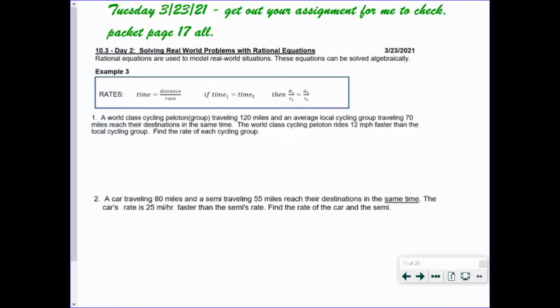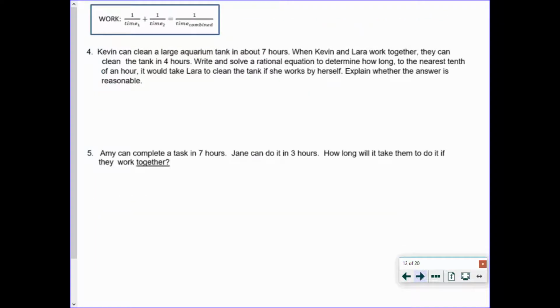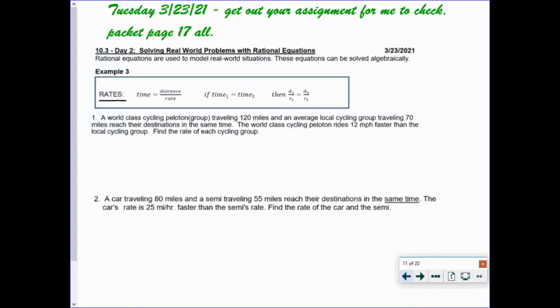How's it going, guys? Today in this video, we're going to be going over 10.3, Day 2, solving real-world problems with rational equations. For this part of the module, there are two formulas you really need to know: this rates formula in this box over here, and this work time formula over here. You have to have those memorized, and we're going to learn how to actually use them.